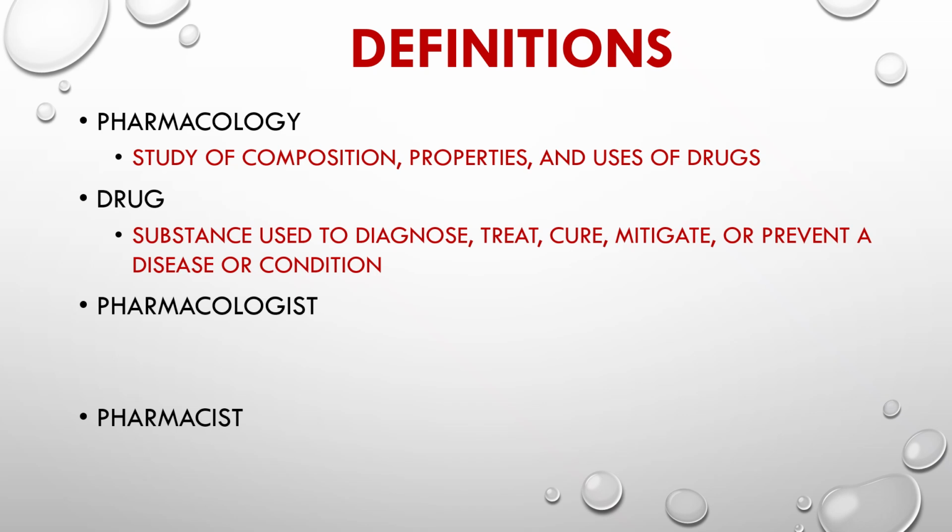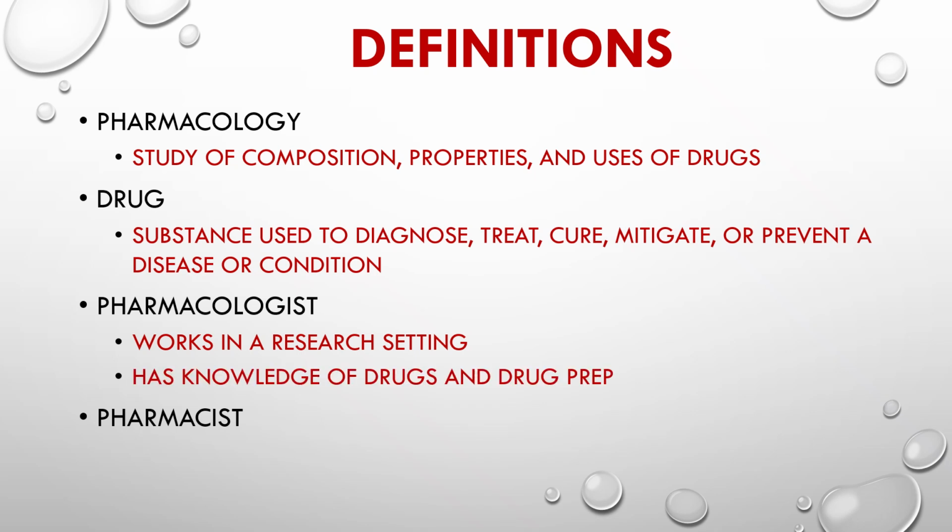So again, very broad. Don't just think drug and think about cocaine or something like that. And then people dealing with pharmacology: we have pharmacologists and pharmacists. Pharmacologists are the research people, working in a research setting. They have a master's and PhD kind of doctoral work, so they have the knowledge of how the drug works and how to make the drug. They're not actually prescribing it, so they don't need a license.